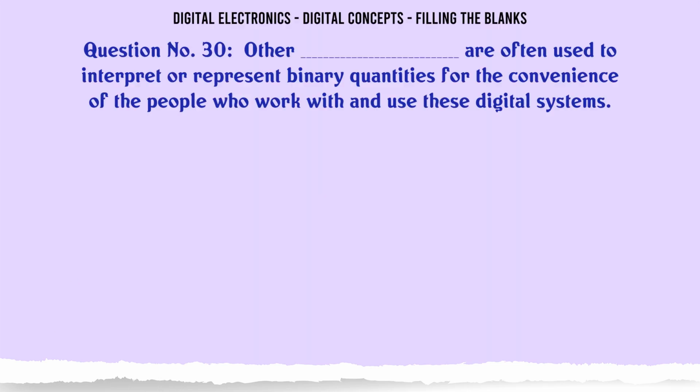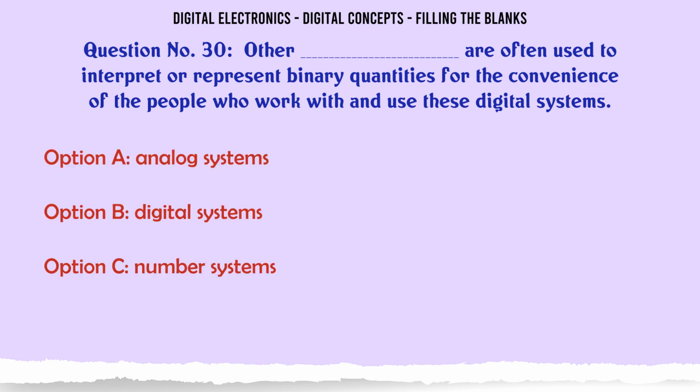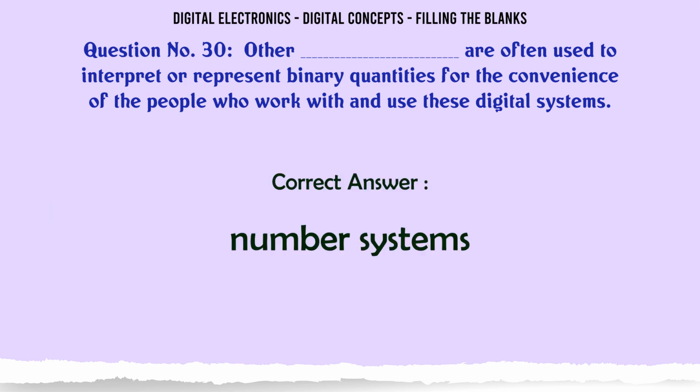Other are often used to interpret or represent binary quantities for the convenience of the people who work with and use these digital systems. A. analog systems. B. digital systems. C. number systems. D. binary systems. The correct answer is number systems.